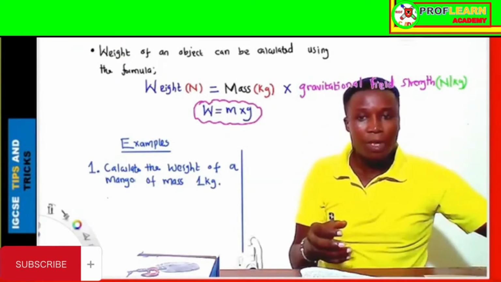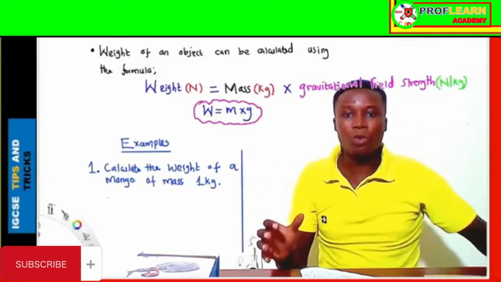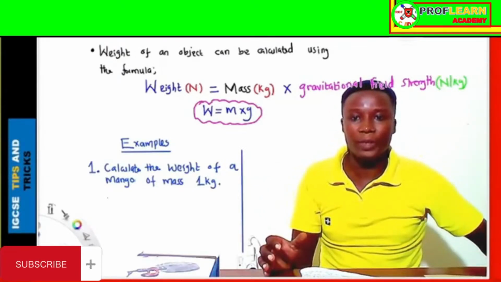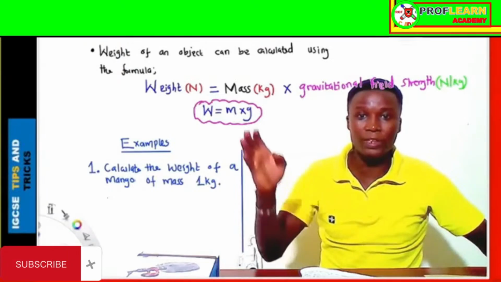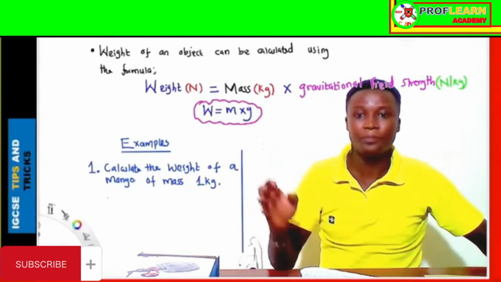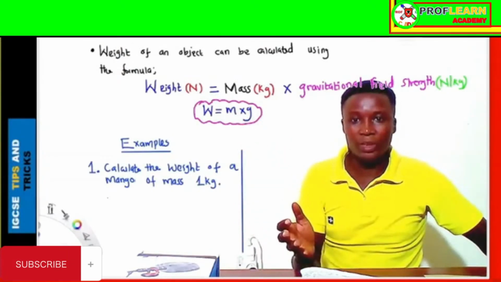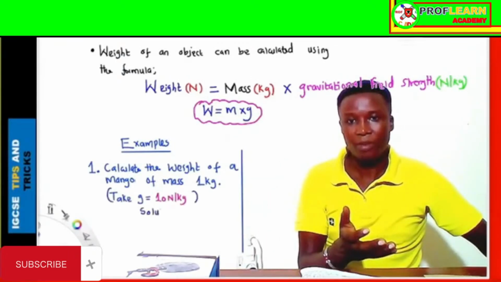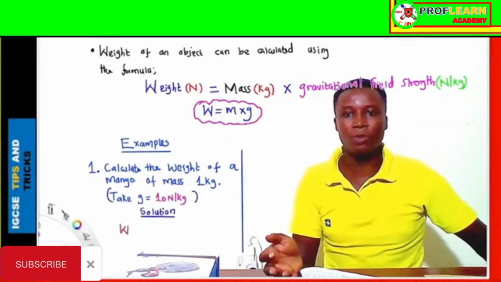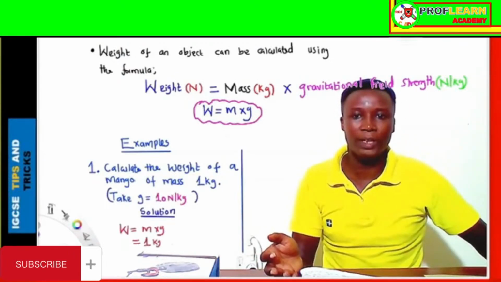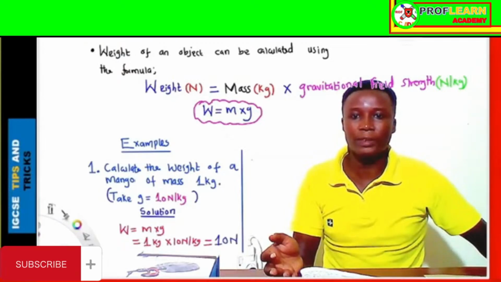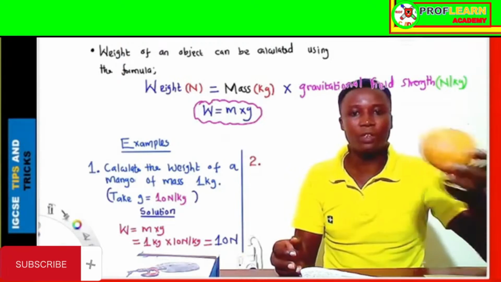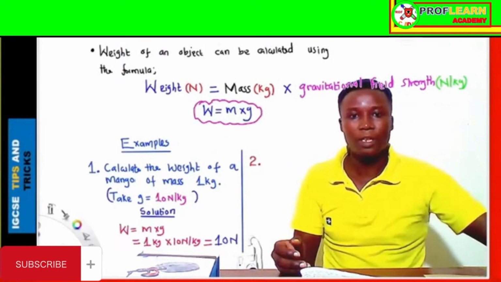Because the mass is given in kg, we're going to go straight and use the formula that we are given. The formula to use is weight equals mass times gravity. And the gravitational field strength is usually given as 10 Newton per kilogram. So we go straight, because there is no conversion to do. We write the formula and say 1 kg times 10, and we get a value of 10 Newton. So the weight of this mango is 10 Newton.